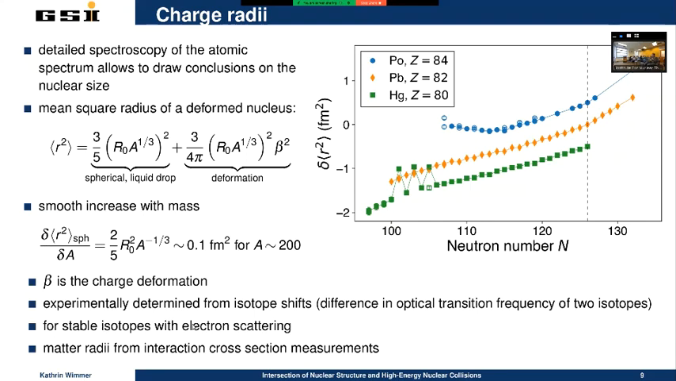For stable nuclei, this can also be determined in electron scattering, the classic Hofstadter experiment. And matter radius can be extracted from interaction cross-section measurements. These are maybe similar to the experiments that you are discussing in heavy ion collisions, where the interaction cross-section of the nucleus is related to its matter radius.